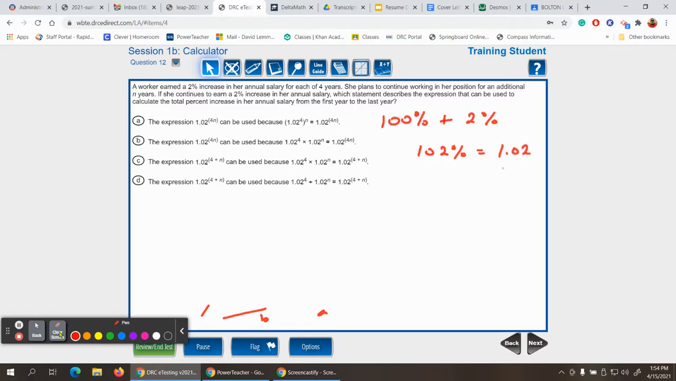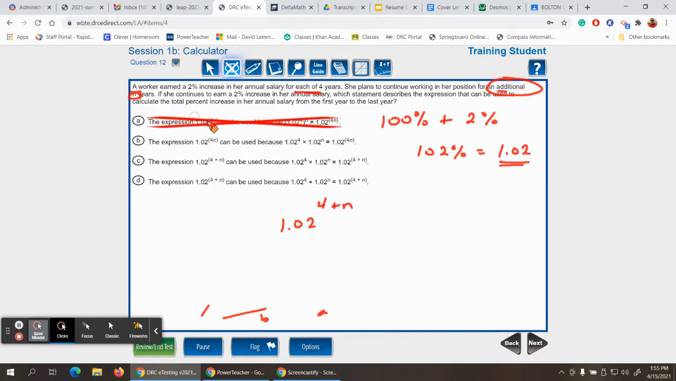So she's going to get this each of the 4 years, right? She's going to get that 0.02 each of the 4 years. That's going to become an exponent. She plans to continue to work an additional n years, so that means plus n years. That means that I can get rid of this one and this one, because these are the only ones that have 4 plus n.